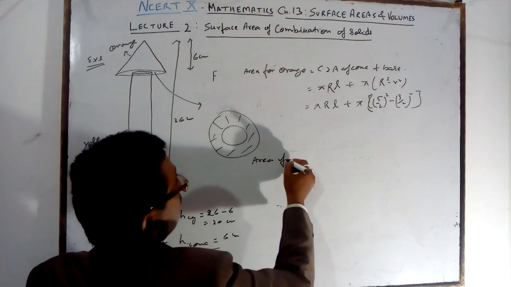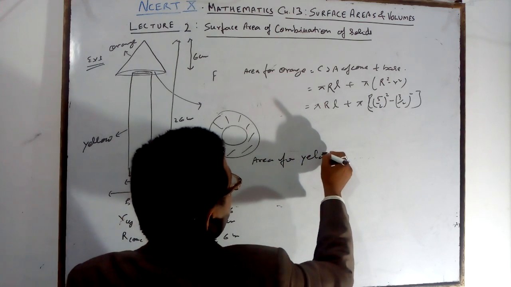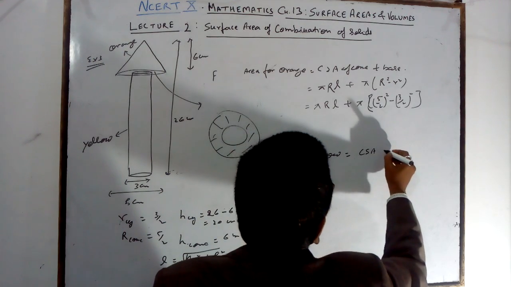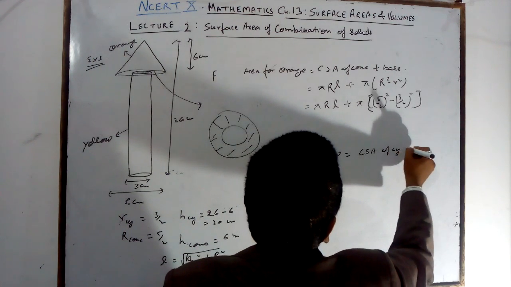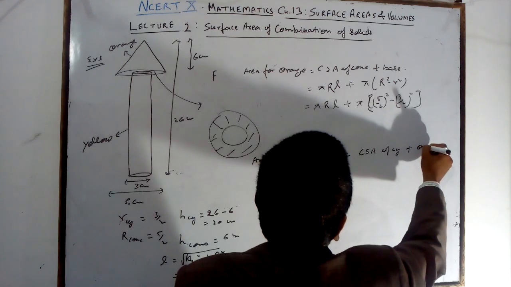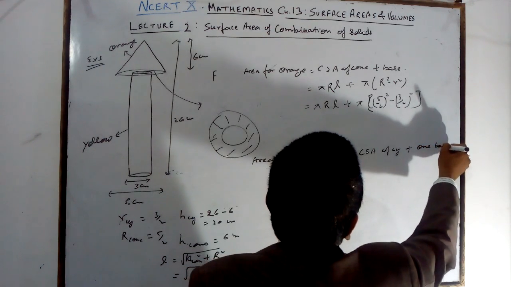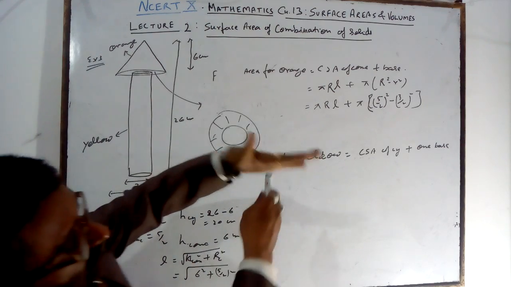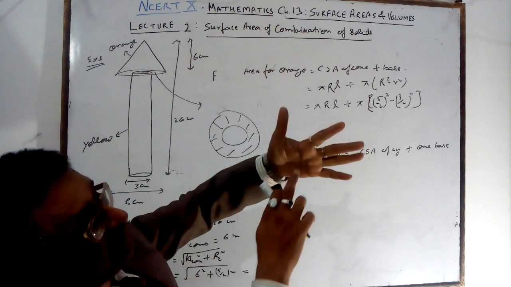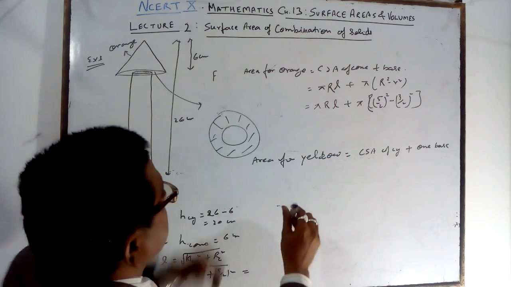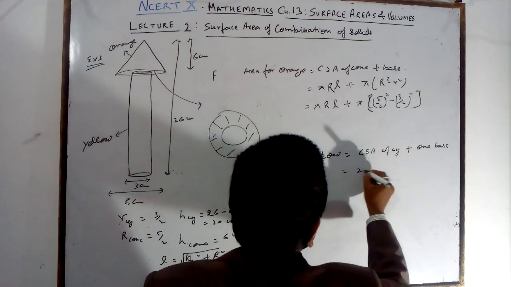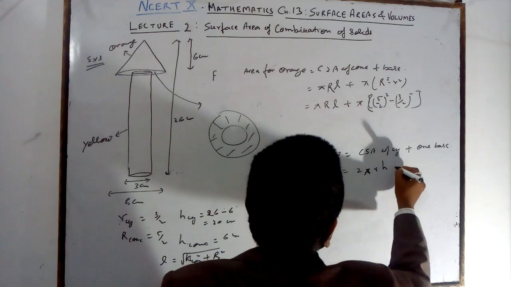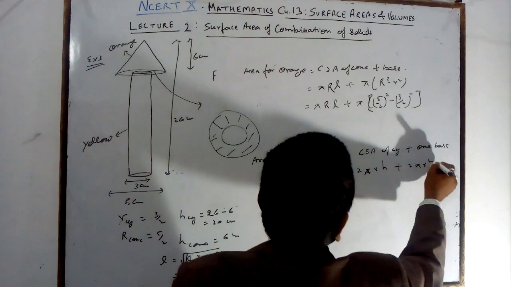Area for yellow. This is the CSA of what? CSA of the cylinder plus one base. Why one base? Because one base is overlapping some part of the cone base. So the top of the cylinder and this part of the cone will not be painted. So that's why it will be 2 pi small r h plus 2 pi r square.